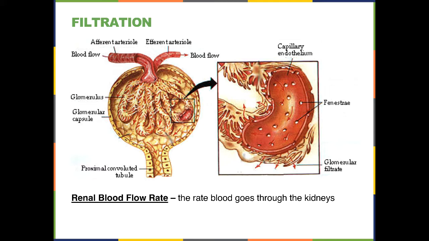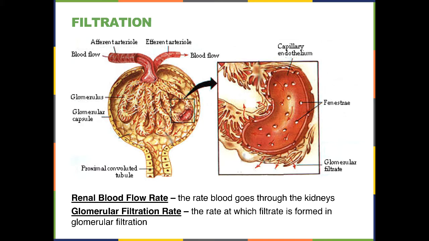The filtering is controlled by how fast the blood comes in. So the renal blood flow, which is generally about 20% of the cardiac output, controls how much blood goes through the kidneys, and by controlling that, it controls how much is filtered. And the filtration is called glomerular filtration. This is the rate at which this filtrate is formed, and this can be upwards of 100 to 120 cc's a minute. So a great deal of fluid is normally filtered in the kidney.